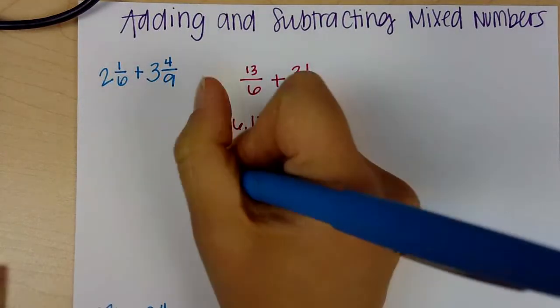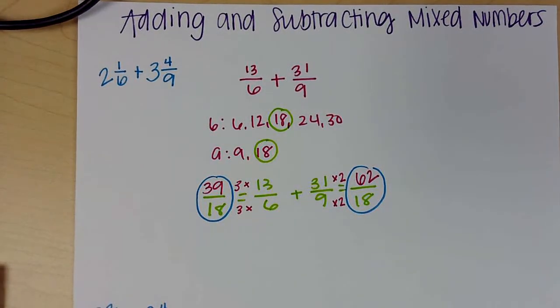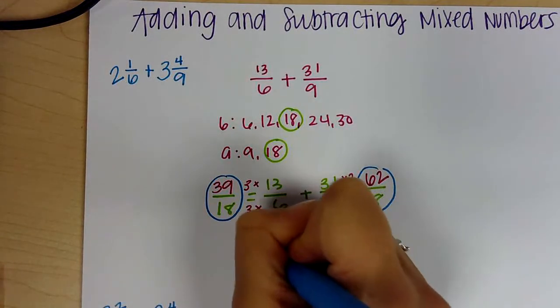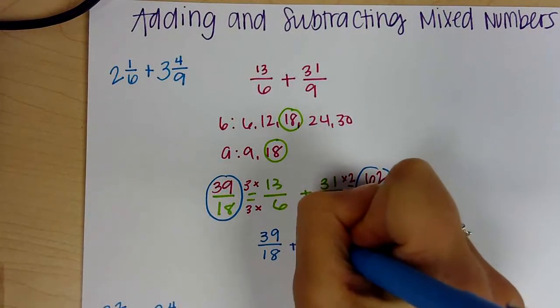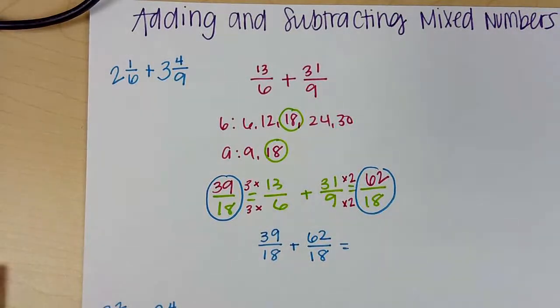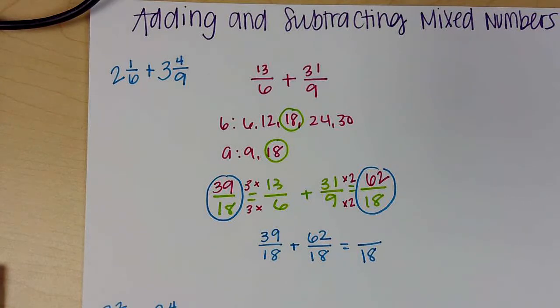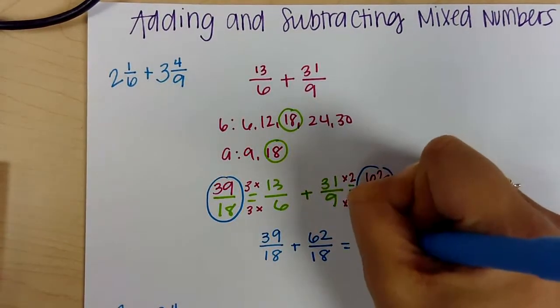So now I've got those two equivalent fractions. 39 eighteenths is equivalent to 13 sixths. I add that to 31 ninths, equivalent to 62 eighteenths. From here, I keep that denominator the same. My denominator always will stay the same here. My total parts don't change, which is that denominator. So I just combine the numerators. 39 plus 62 will get me 101.